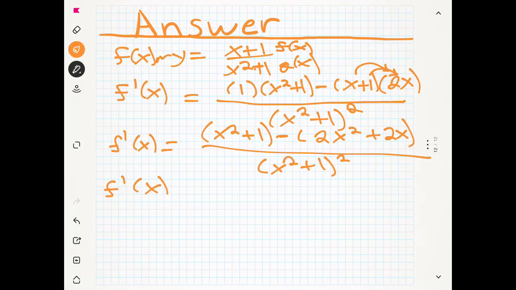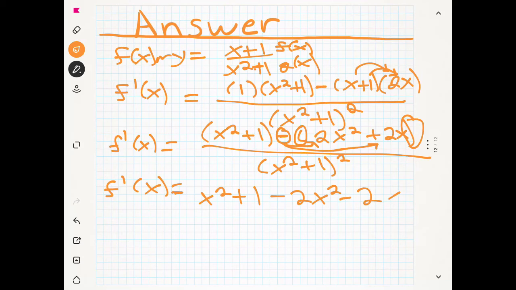So for the top part, it's very important, especially when you have a negative sign, to keep these in brackets. It's very important to keep the brackets because when there's a negative sign, it does not just apply to the 2x. It actually applies to the whole thing. So everything has to be subtraction. So it actually has to be x squared plus 1 minus 2x squared minus 2x, right? All over x squared plus 1 all squared, all right?